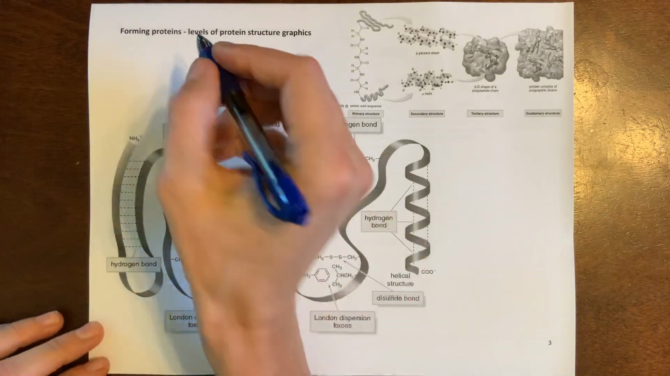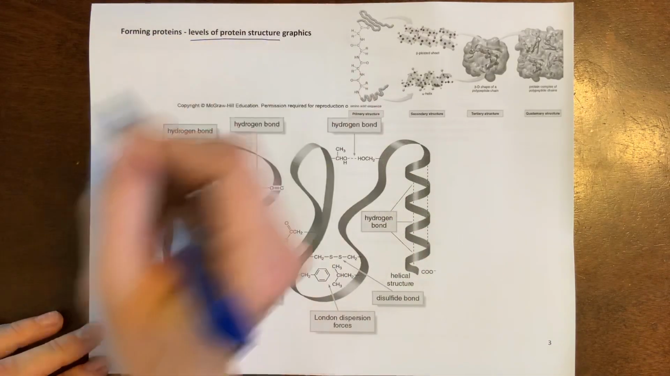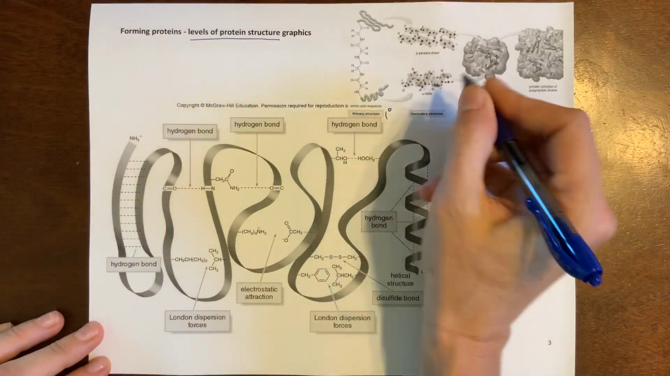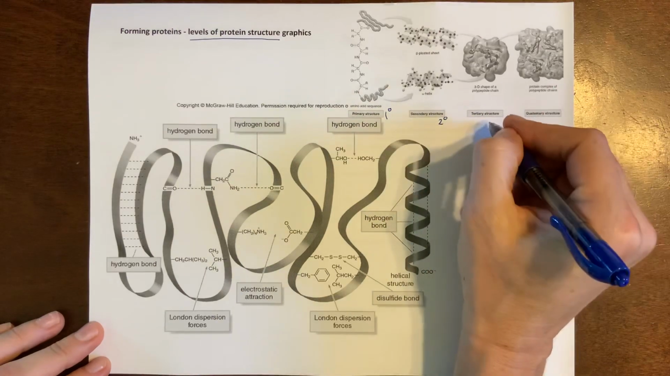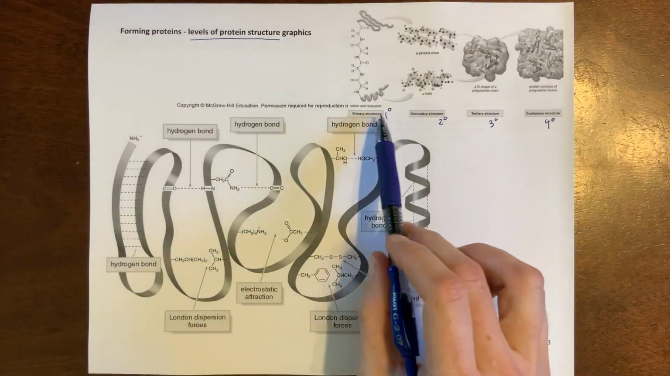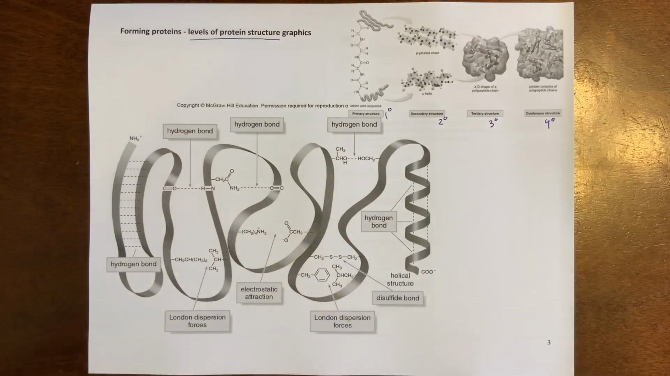So when we talk about levels of protein structure, we'll see the words on the next page also, but we're going to talk about primary structure, secondary structure, tertiary structure, and quaternary structure. Same words we've used to describe alcohols and some other things before. And we'll look at more details in a second.